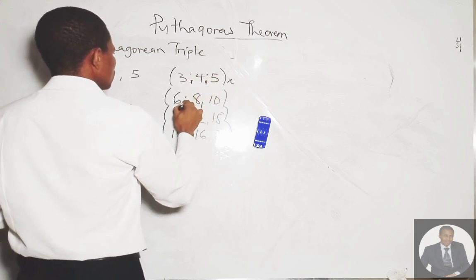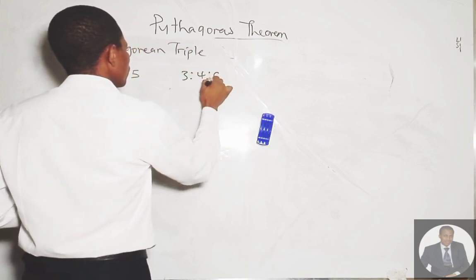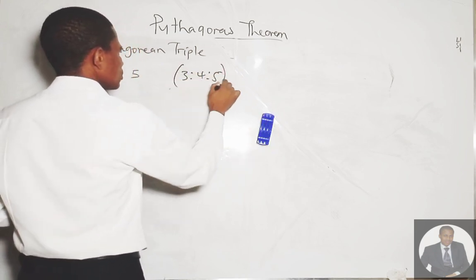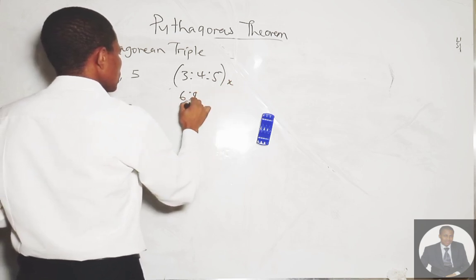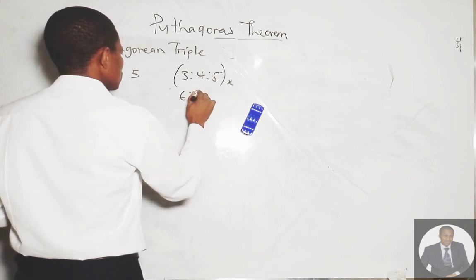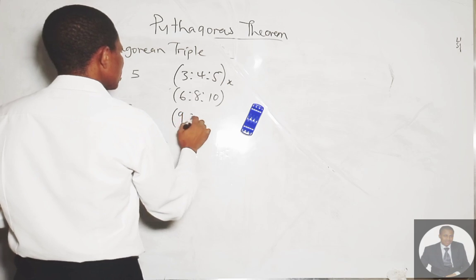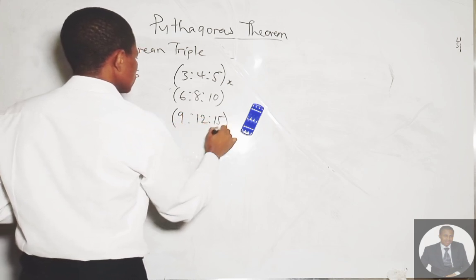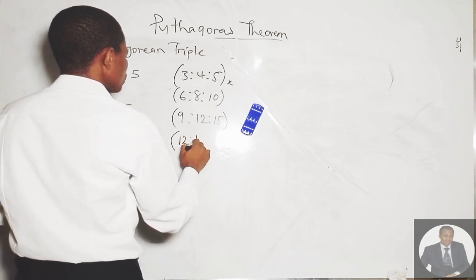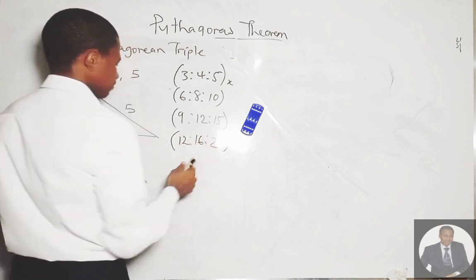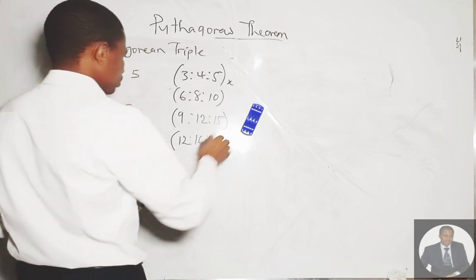Ratio 3, 4, 5. So the multiple, if it's 2, it will be ratio 6, 8, 10. If it's 3, it should be ratio 9, 12, 15. Or if it's 4, multiple of 4, ratio 12, 16, 20. Let's look at some questions to buttress this.